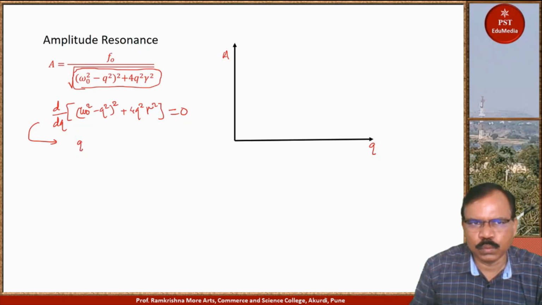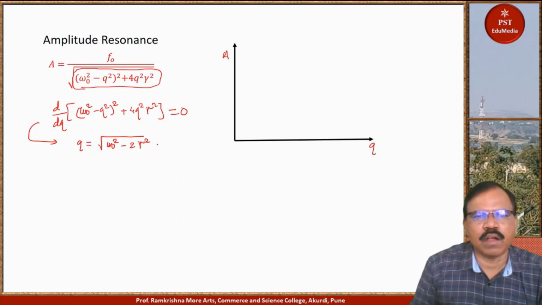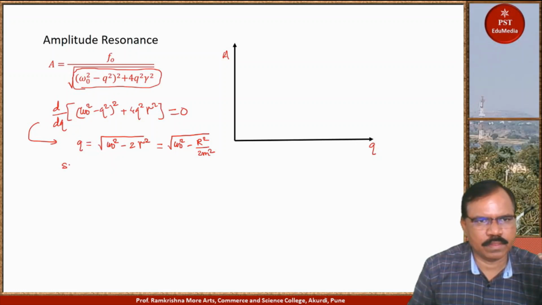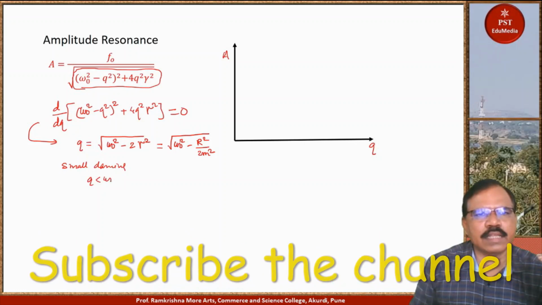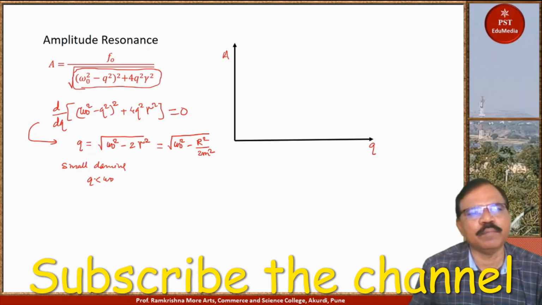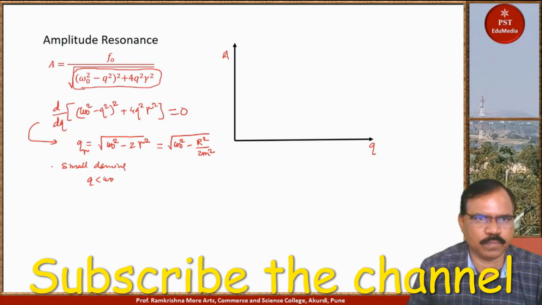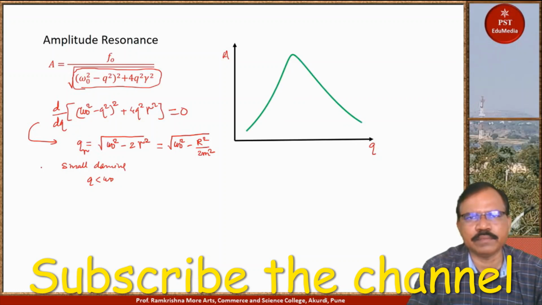So you will get q is equal to square root of omega 0 square minus 2 gamma square, which is also equal to omega 0 square minus r square upon 2m square. So here for small damping, this q is slightly less than omega 0. I will call this the frequency at which amplitude is maximum. Let us call this qr. So if we plot a graph of amplitude versus frequency.